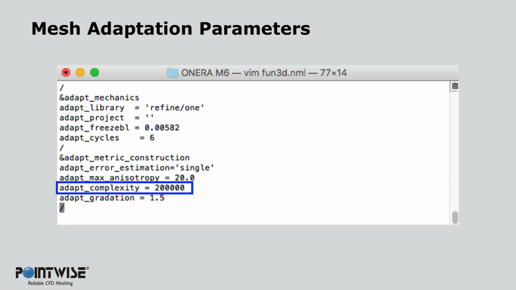The adapt complexity allows users to control how many points can be inserted into the mesh during mesh adaptation. This helps limit the total number of points in the grid in order to ensure that the mesh does not exceed the computational resources available. The parameters available in the case-specifics file allow you to change this value and thereby gradually increase the size of the adaptive grid at each adaptation cycle.